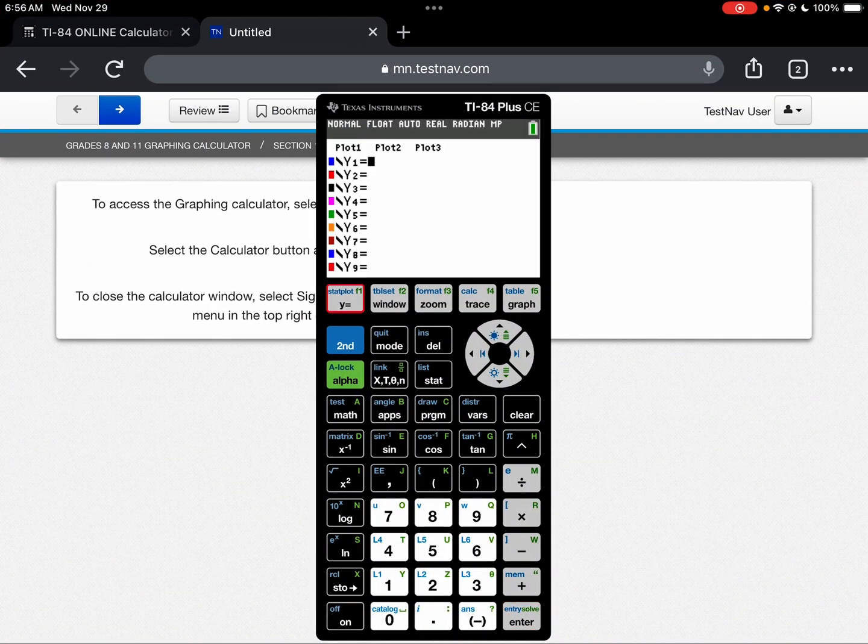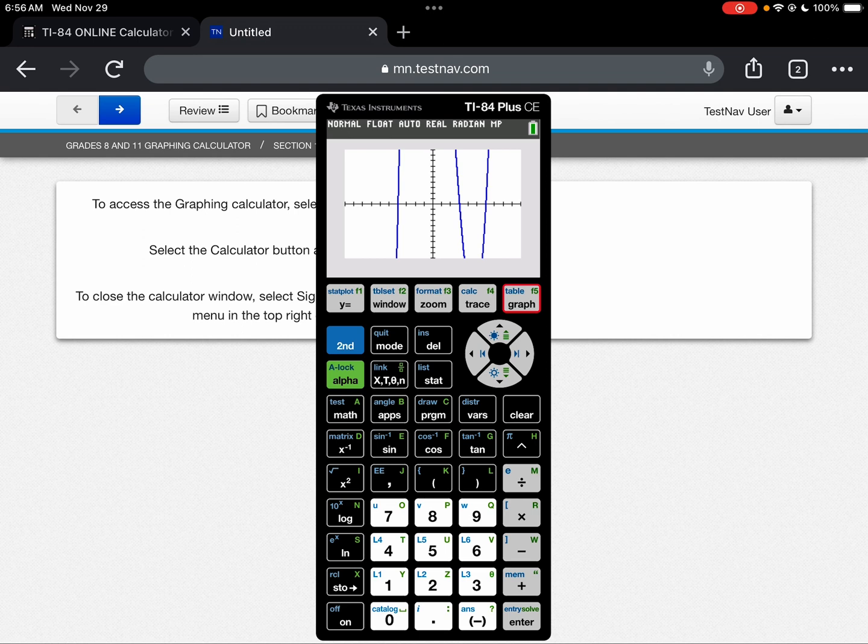I'm going to go to y equals. I'm going to type this in. So we have x minus 3, x plus 4, x minus 6. So it looks like that. And I hit graph. So right now it doesn't look like much, so I may need to zoom out.